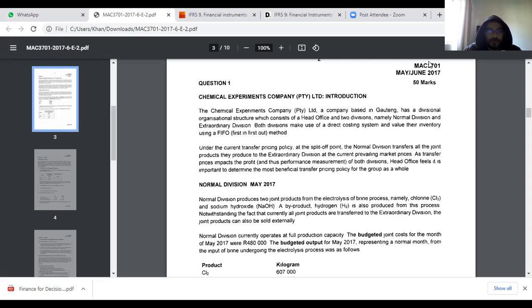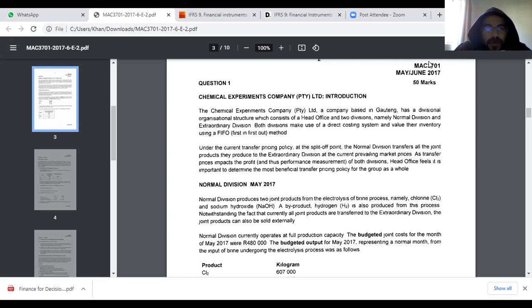Now remember, the normal division deals with sales at split off point. If you want further processing, you will have to go into the extraordinary division. So we'll have to have a look, what is the extra cost that the extraordinary division incurs when they deal with the split off point, when they incur further processing. So let's read the scenario and then we will tackle it and explain further.